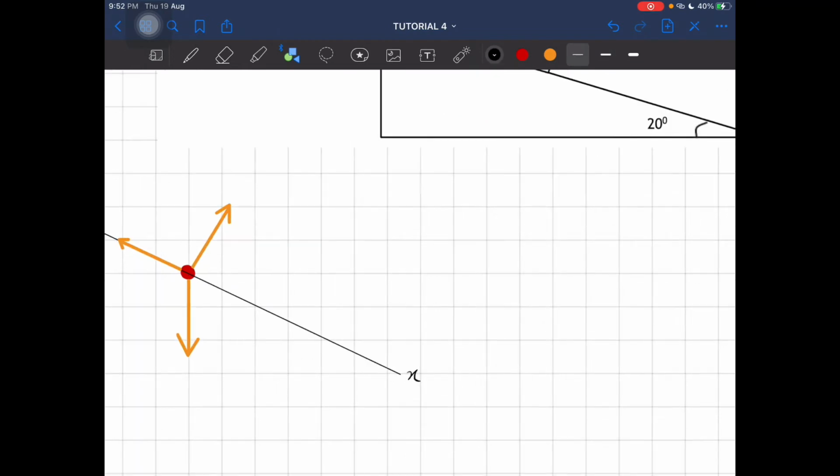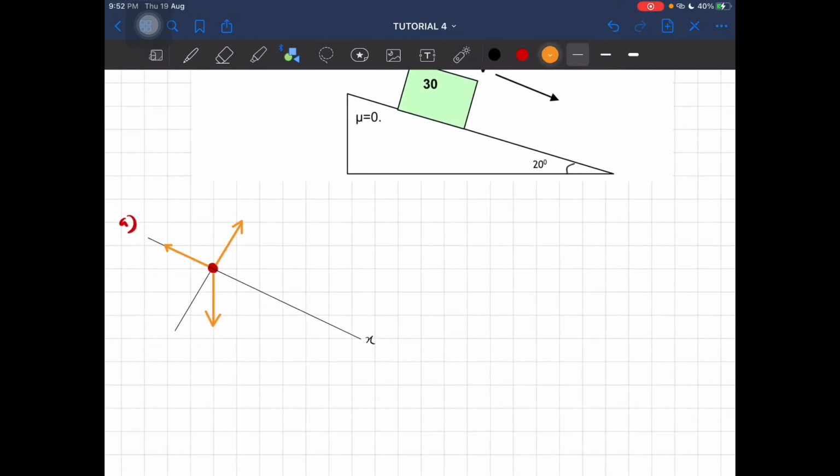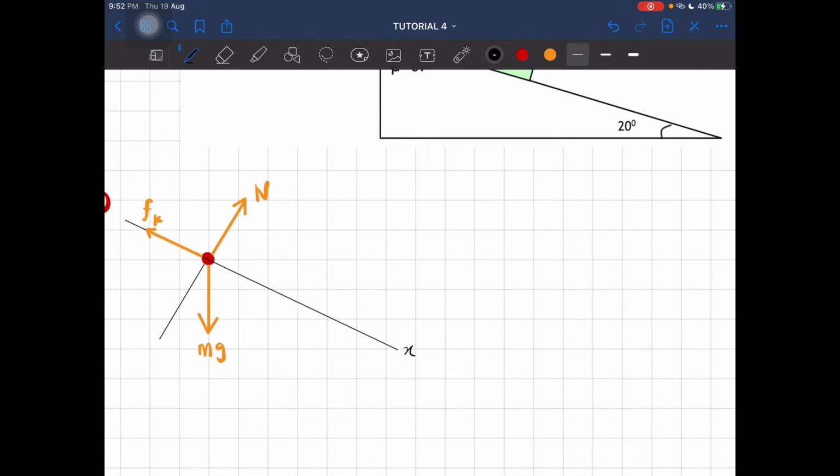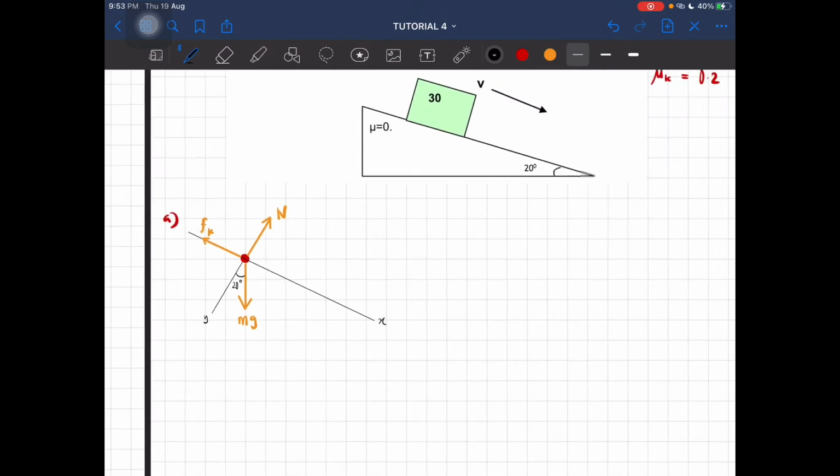So now we can draw the angle, the theta, the 20 degree theta. Okay, wait, before that let me label this. This is mg, this is normal force, this is the friction force, kinetic friction force. Alright, so now we can see that the 20 degree angle will be at the y-axis. So this is 20 degree, so this is y-axis.